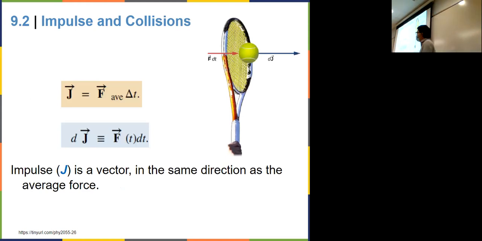And we talked about impulse and momentum. So basically, impulse is defined as the force times delta t, the impact time. So then impulse should also be a vector. Okay, it has the same direction as the average force. And if you are doing the differential form, then it's dJ equals F times dt. Impulse should have an SI unit of newtons times second.